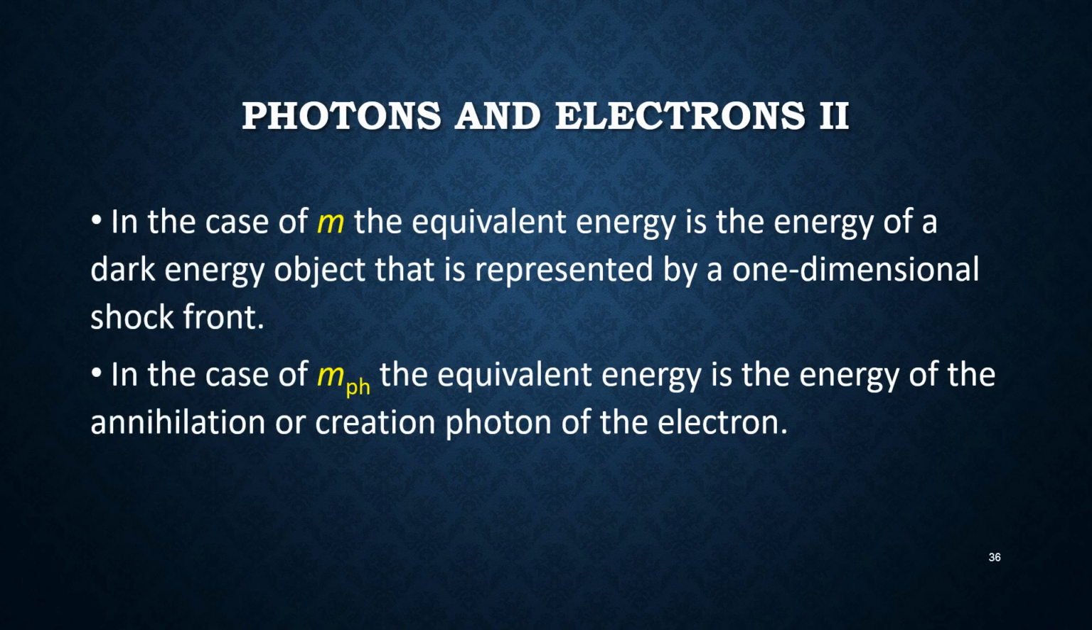In the case of m, the equivalent energy is the energy of a dark energy object that is represented by a one-dimensional shock front. In the case of m photon, the equivalent energy is the energy of the annihilation or creation photon of the electron.